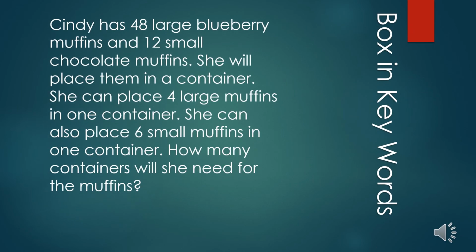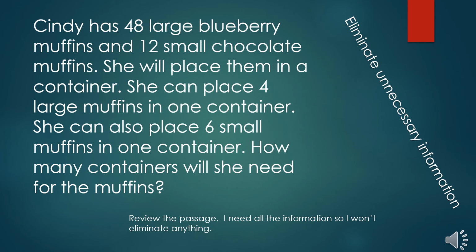B tells us to box in our keywords. Here I will have to use my context clues to know what I'm looking for because there are no keywords. But I know we're trying to figure out how many containers can fit all of the muffins, and we know that with the large, 4 muffins can fit in one container, and with the small, 6 muffins can fit, so we're going to have to divide. After reviewing the entire passage, there's nothing to eliminate, so I will keep all my information.